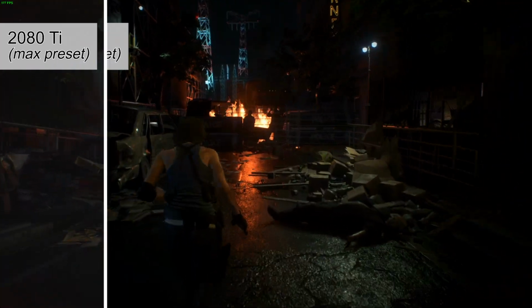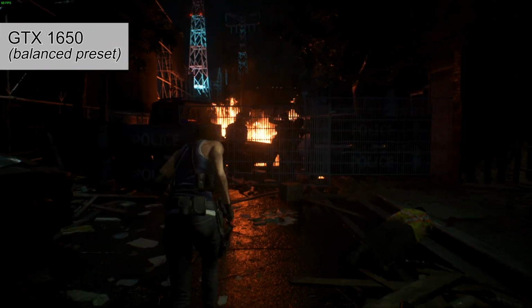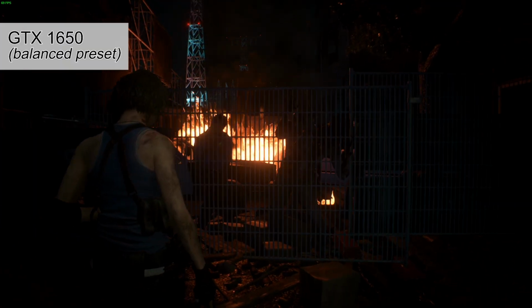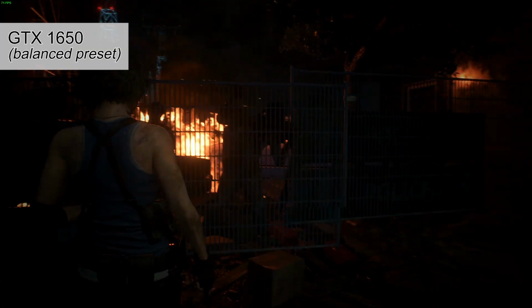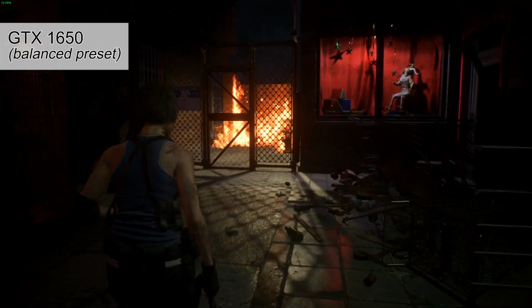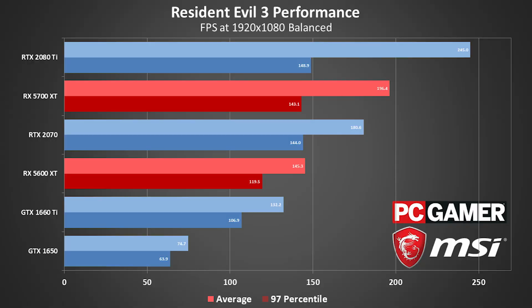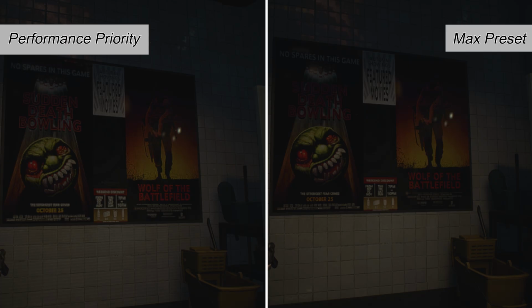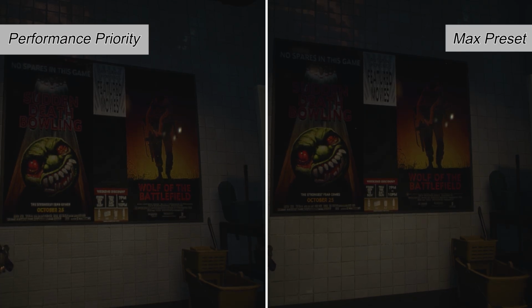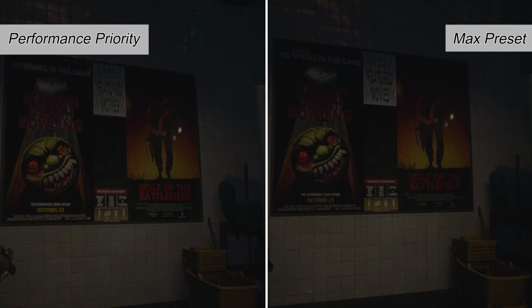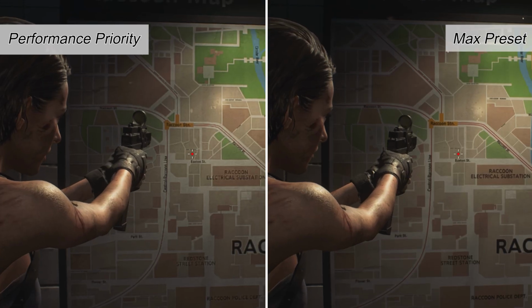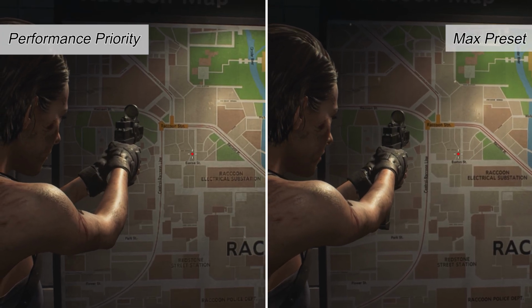Here's the simple truth. None of it really matters if you're running a semi-modern GPU. Most low-end cards will default to the balanced preset, which already uses a variant of the high textures and looks totally fine. Even our entry-level GTX 1650 managed to average 75 frames per second here. There's almost no reason to dip to the performance priority preset unless you're trying to run Resident Evil 3 on an ATM or something. And that's good because it looks terrible.